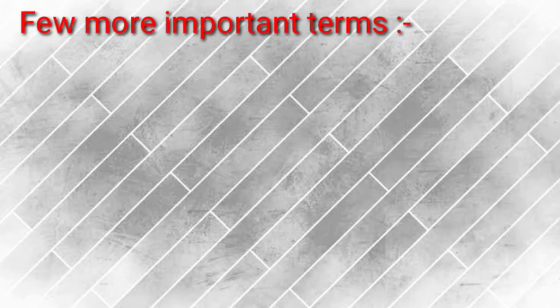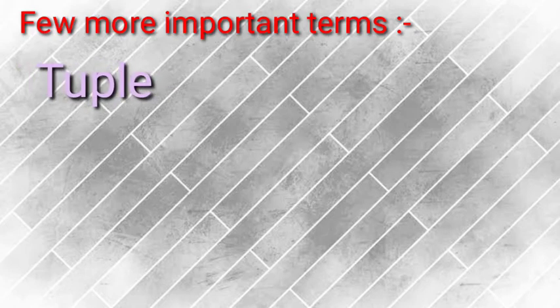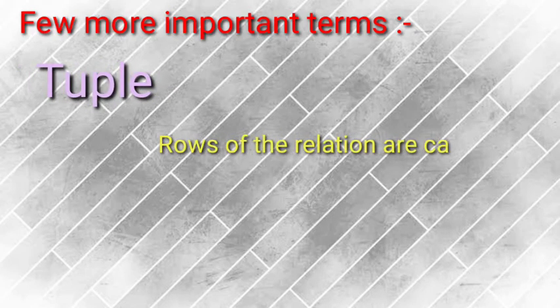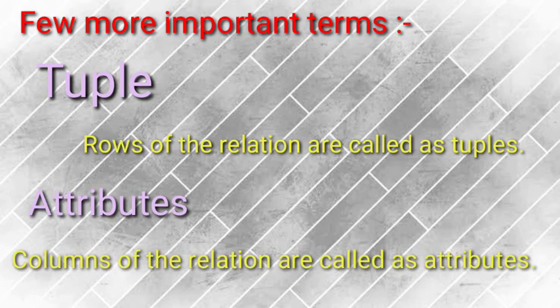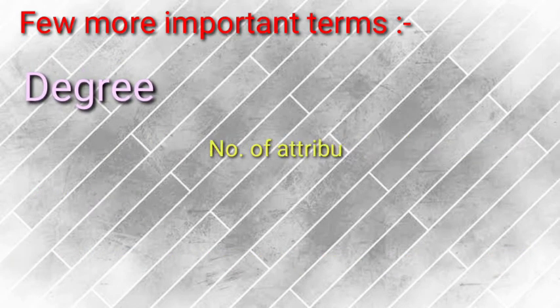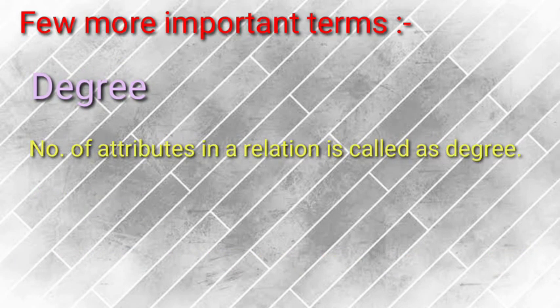Now a few more important points we need to know. Tuple: the rows of the table or the rows of the relation are generally referred to as tuples in MySQL. Attributes: the columns of the table are referred to as attributes. Now how do you determine the degree of the relation? The degree of any particular table or relation can be easily recognized by counting the number of attributes, that is, the number of columns in the table. For example, if a particular table has 5 columns, the degree of the table will be 5.